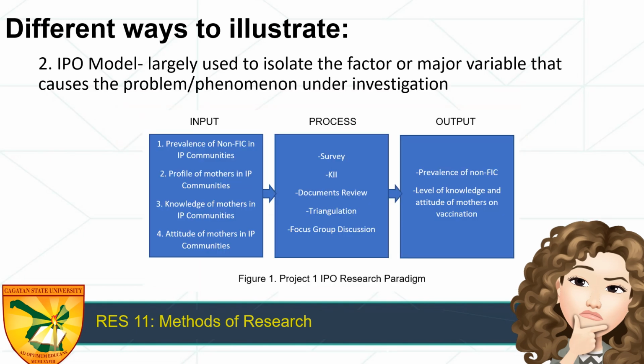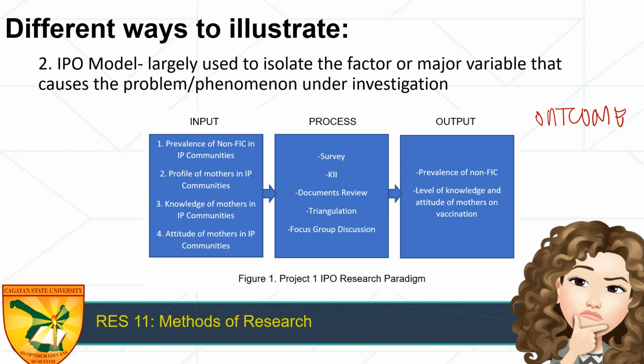So the next one is your IPO model, or your input, processes, and output. Sometimes it's the IPOO model, or your input, processes, output, and outcome. So sometimes you have an outcome here. This is largely used to isolate the factor or major variable that causes the problem or phenomenon under investigation.